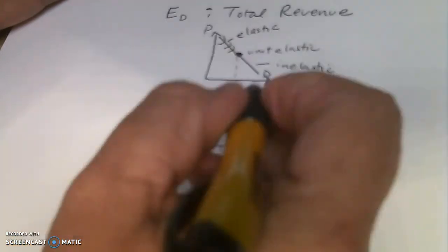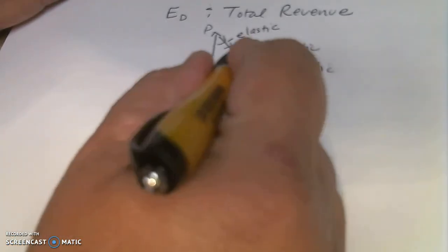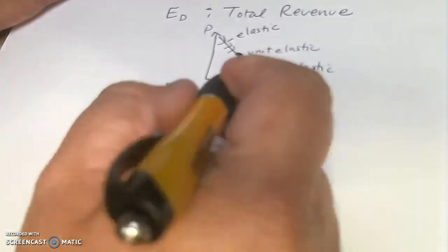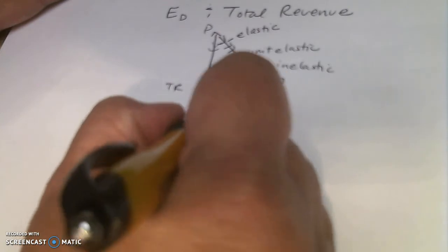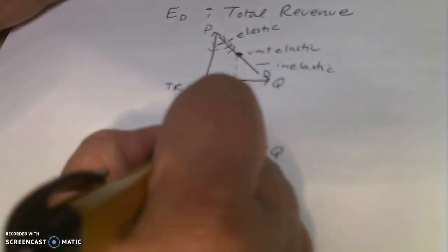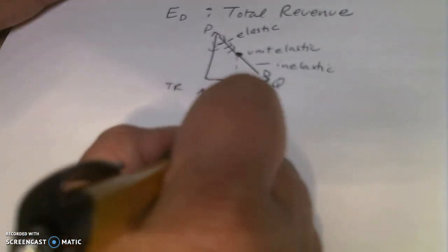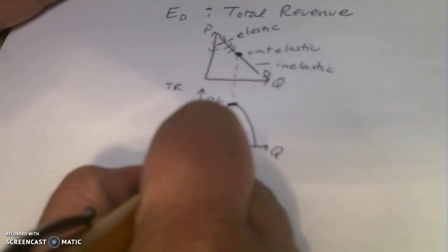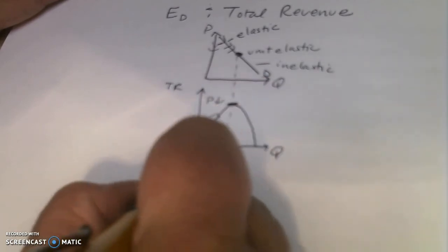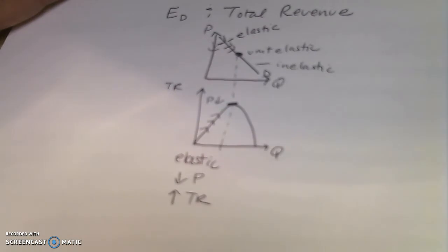So we want to move to the middle because we want to move to here to maximize that total utility, which happens at unit elasticity. So in order to do so, we had to do what to price? Price had to come down to move us toward there. So if you have elastic demand, then you have to decrease price to increase your total revenue.